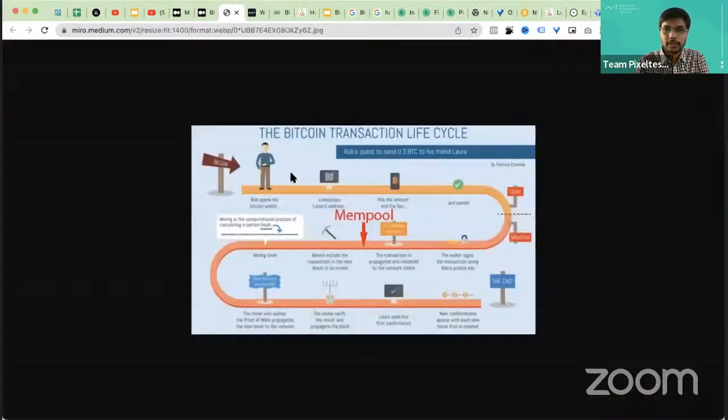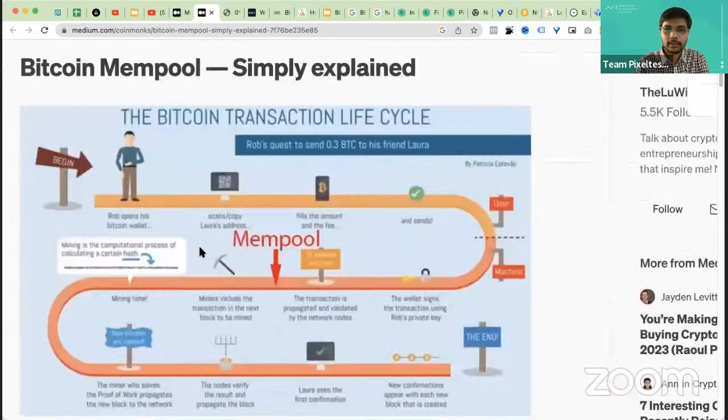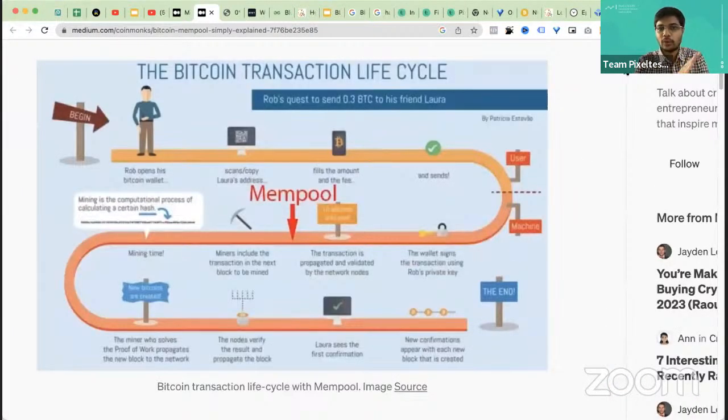So I'm just going to share and go through this image on what is happening, right? We have gone through each of these steps, so I'm going to run through them. What is the Bitcoin transaction life cycle? Now the person Rob is trying to send some Bitcoin to his friend Laura. First, Rob opens his Bitcoin wallet and scans or enters Laura's address, then fills in the value, right? If you remember, in the output we are talking about value. So the value is entered and then he clicks on send.